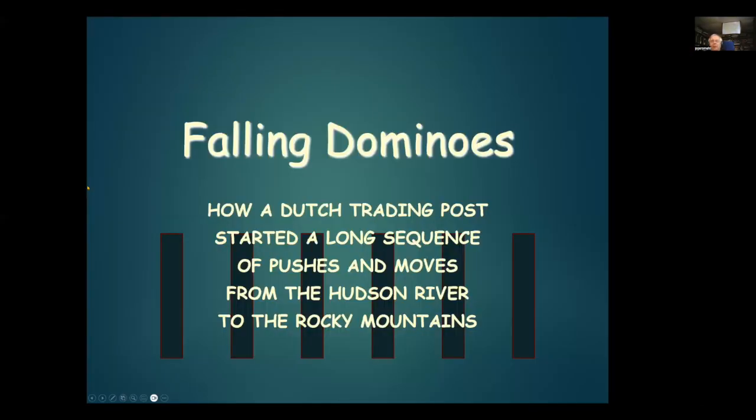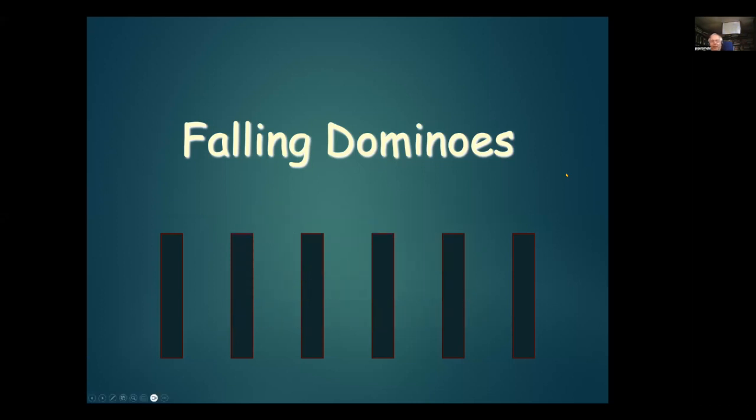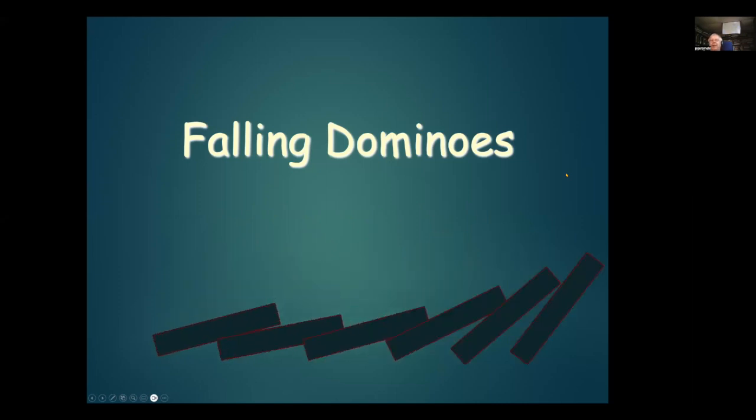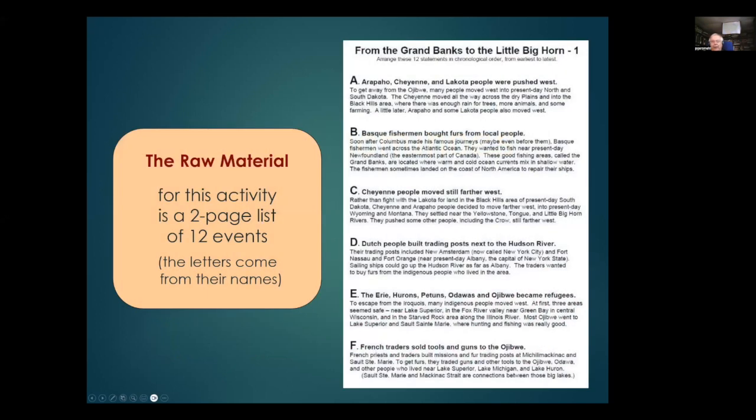So the first of these PowerPoints is about falling dominoes, how a Dutch trading post started a long sequence of events. And you know the metaphor, that we've got a domino, and if you push on this one, it's going to push on the next one. Anyway, the activity is very simple. It's 12 very short paragraphs, a 2-page list. Now, let me tell you something about these paragraphs. I'm not going to actually do this activity now, but I do want to explain the logic of it.